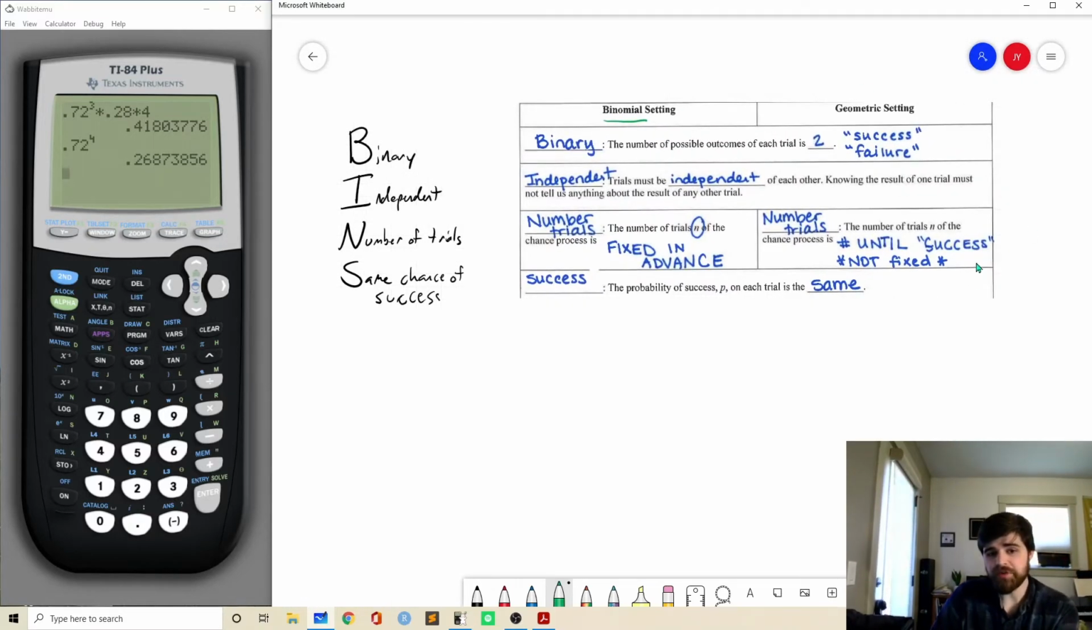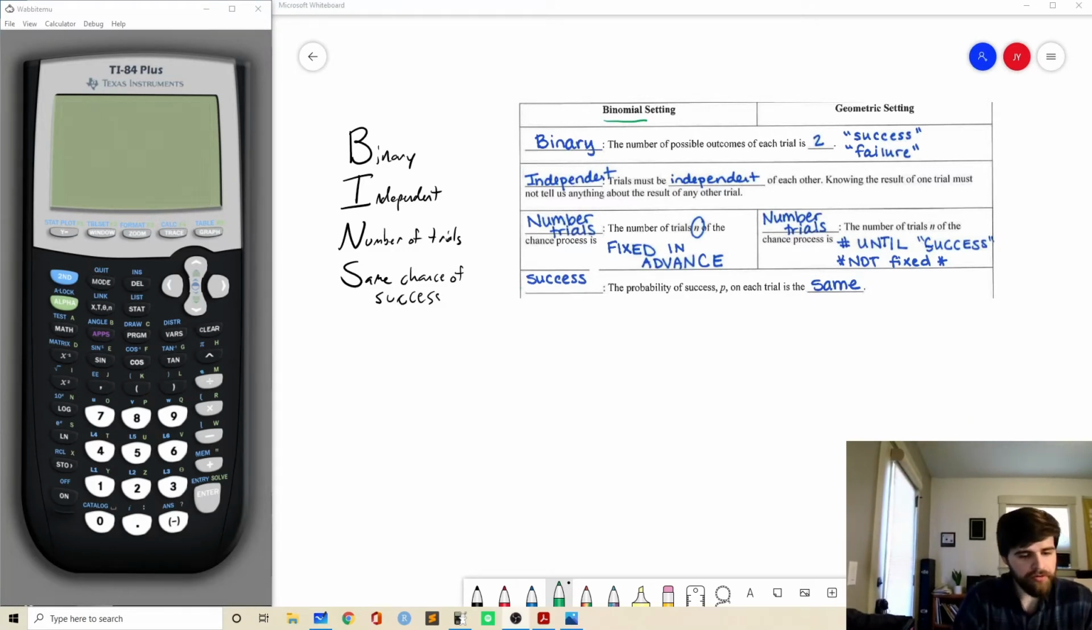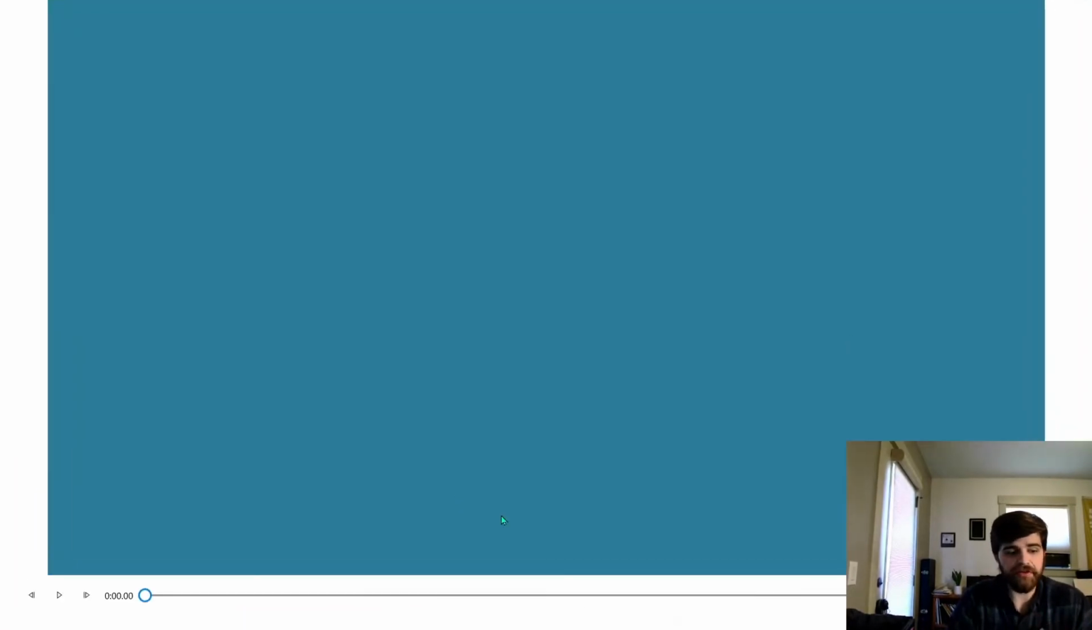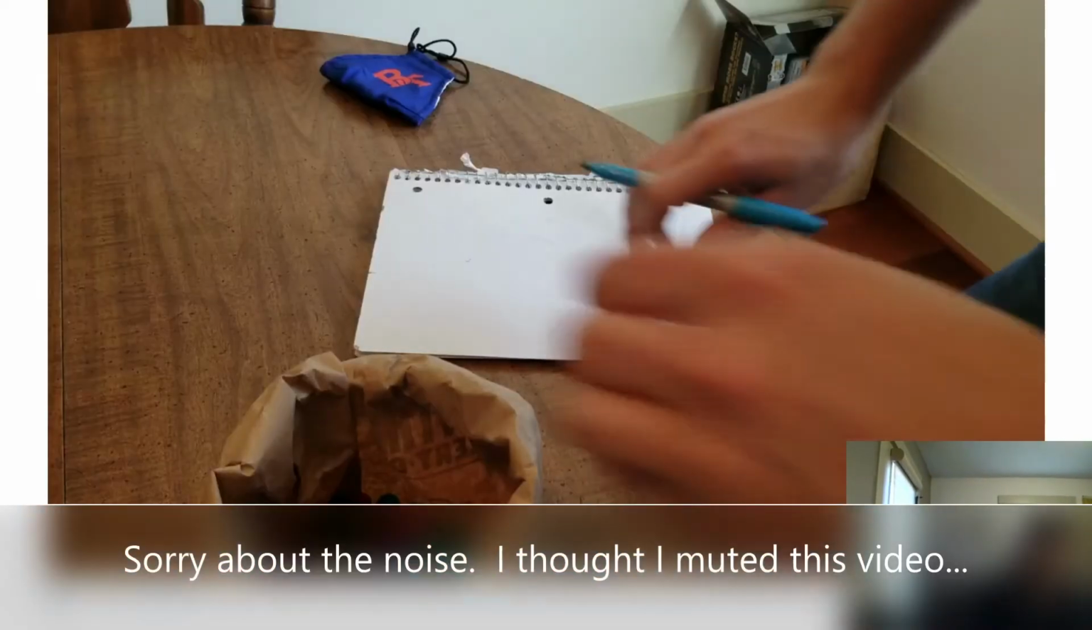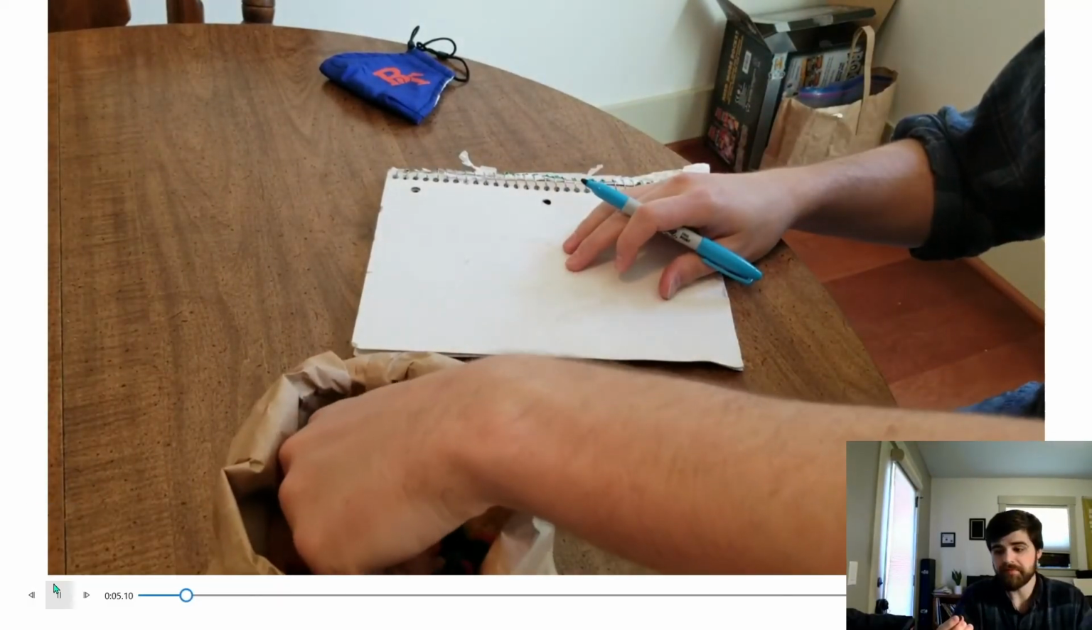Geometric settings are a little bit different. So here's another example that gets a little bit away from our coin flip. Let's say I wanted to draw some M&Ms out of this bag. And we can set this up as either a binomial setting or a geometric setting. So first, let's do a binomial setting. In a binomial setting, I need to be interested in a single color. That way we can define this as success or failure. So here I'm interested in what's the probability that I draw out a blue M&M.